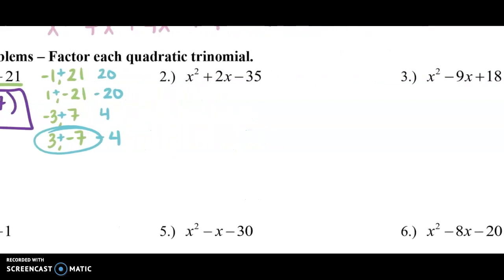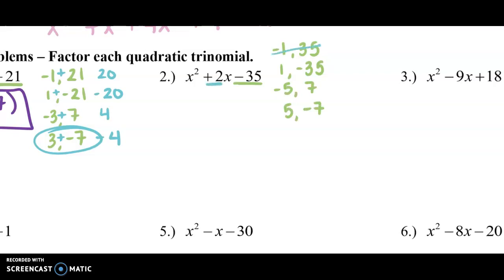So let's look at number 2. Let's do another example. What multiplies to c? So let's list our factors. Negative 1 and 35. 1 and negative 35. What would be the next one? Negative 5 and 7, 5 and negative 7. So let's add those up to see which one gives us positive 2.